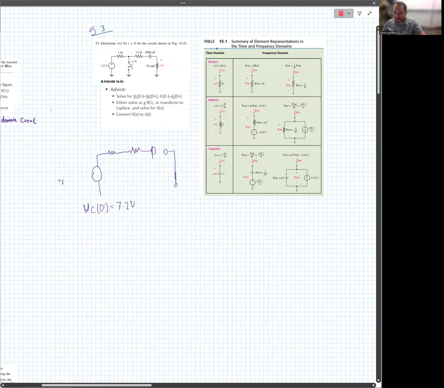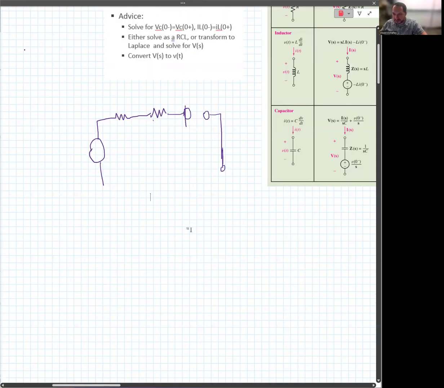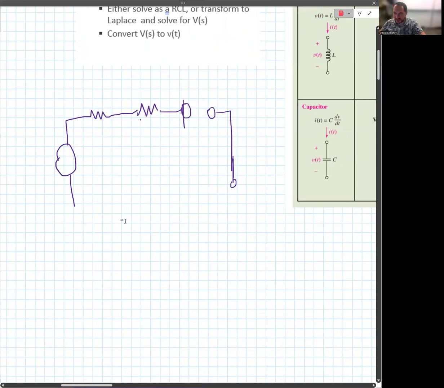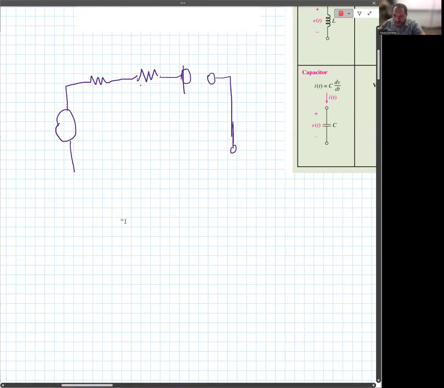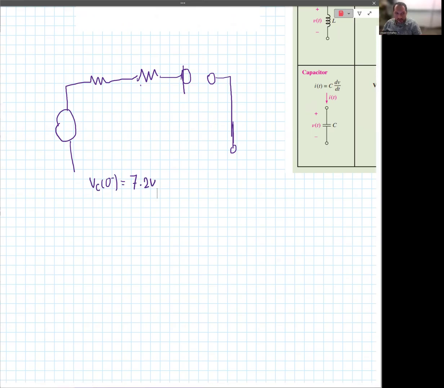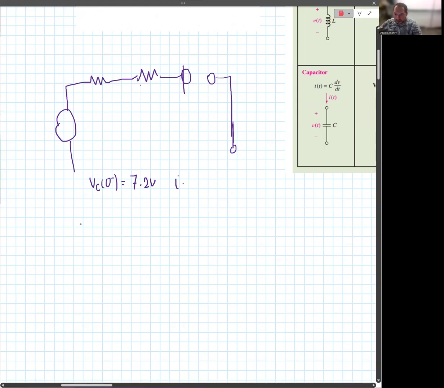Let's write it in a better handwriting. So V_C(0-) equals 7.2 volts. So that's the voltage across the capacitor. If you like as well, we can write the current across the inductor, I_L(0-), is equal to, so the current passing here, it's a short, so it's equal to 0. All of the other initial conditions are 0.